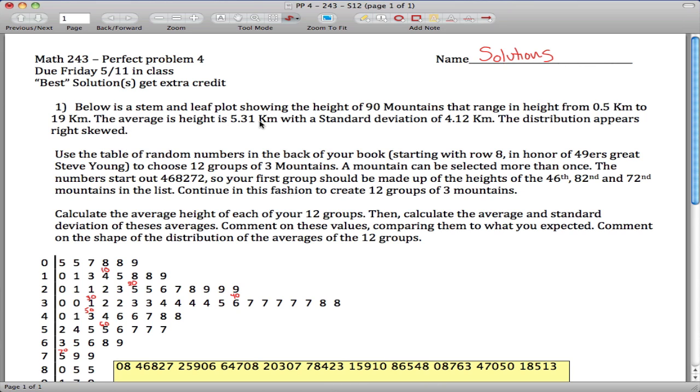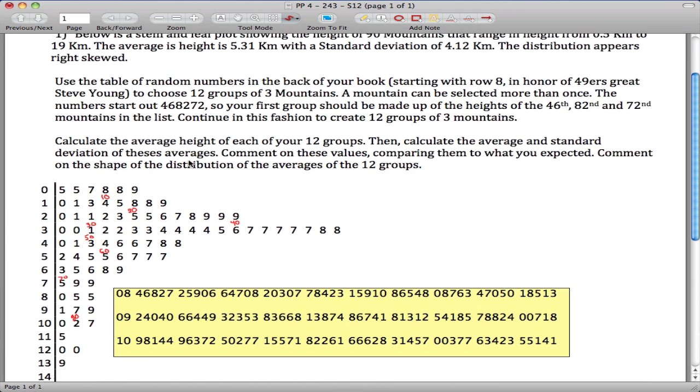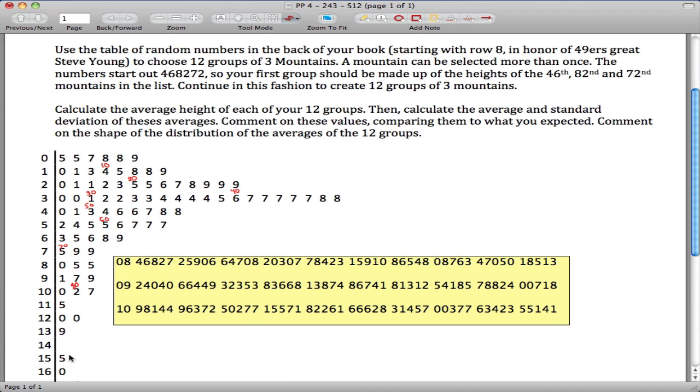It tells me here that the average height is 5.31 kilometers. The standard deviation is 4.12. And the distribution appears to be right skewed. Yeah, that looks right. If you turn this to the side, it looks like it has a tail out to the right and most of the data to the left.